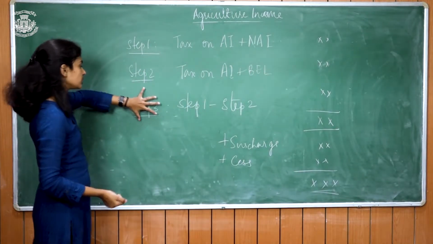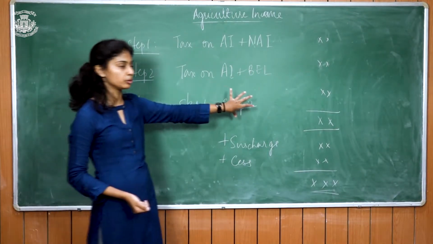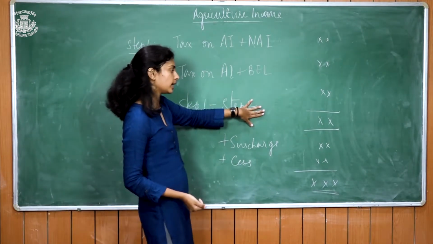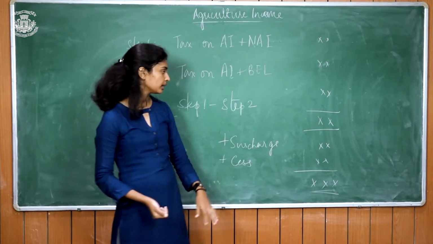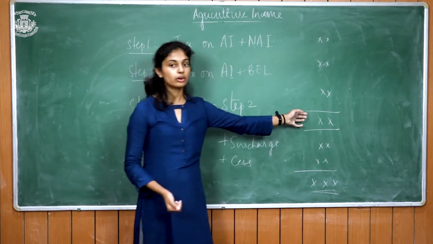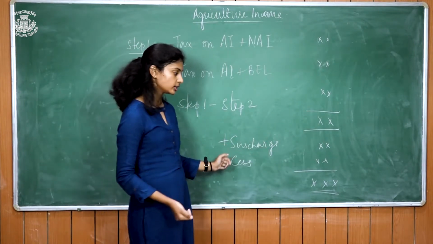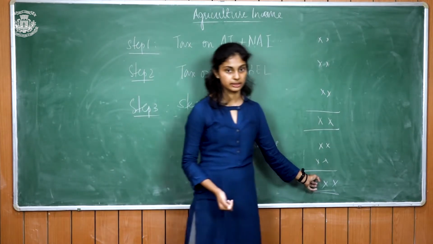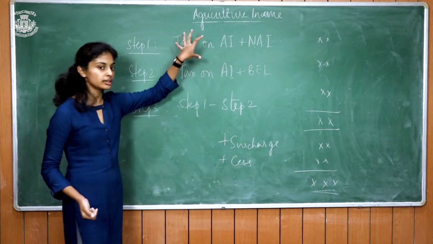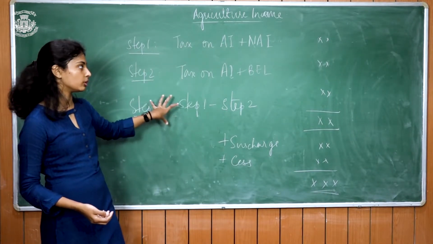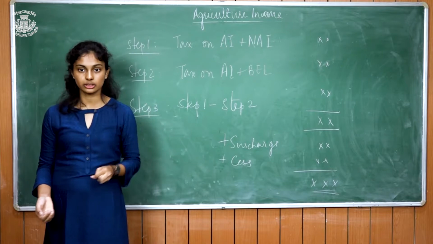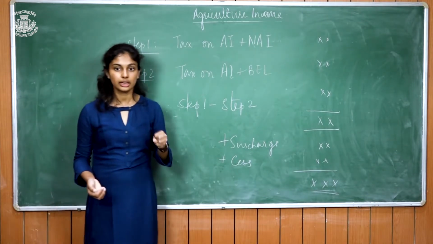Our step 3 is going to be step 1 minus step 2. That means total tax on agriculture and non-agriculture minus total tax on agricultural income and basic exemption limit. Now this total tax we're going to consider for our calculation of surcharge and cess. Once we add these two, we will arrive at the total tax liability. So this is how we will proceed with any question which involves partial integration, which is going to be a combination of your agricultural income and non-agricultural income.